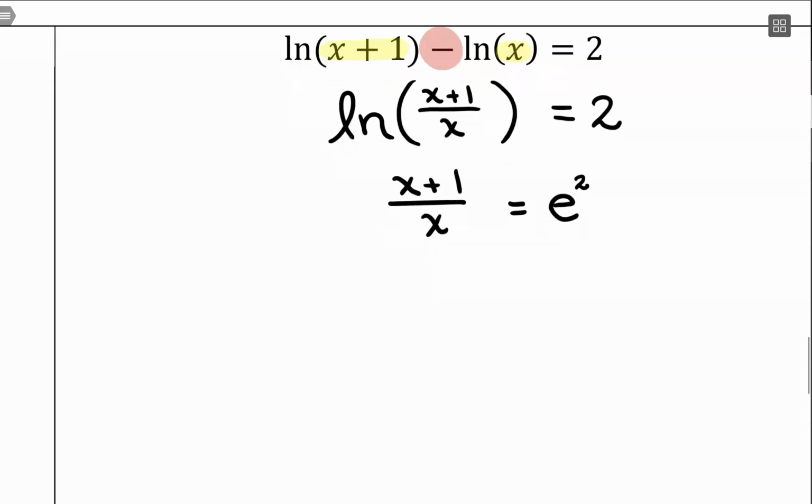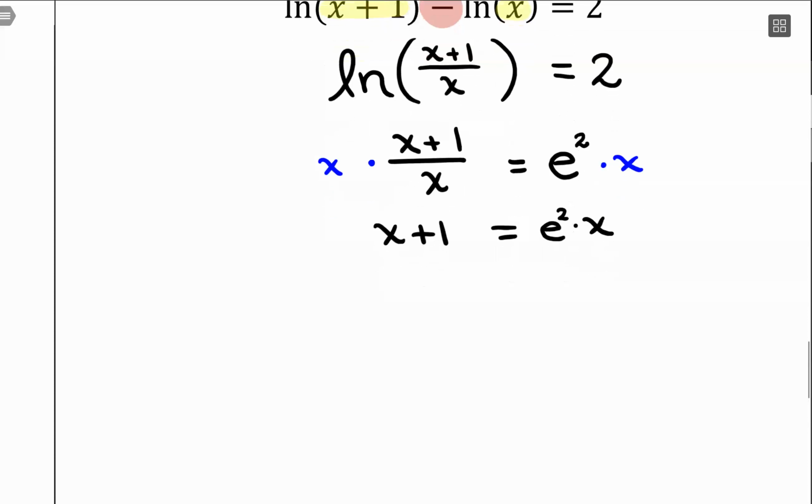To get rid of the denominator of x, I need to multiply both sides by x. So that'll give me x plus 1 equals e squared times x. And then we would do our move of moving everything with x to one side of the equation. So I'm going to go ahead and subtract x from both sides. So that on the left-hand side, we'll just have 1 equals e squared times x minus x. Then I would go and factor out a value of x.